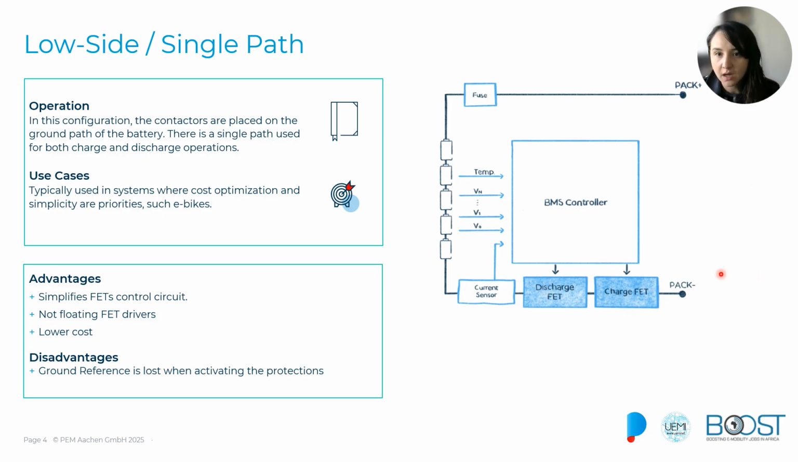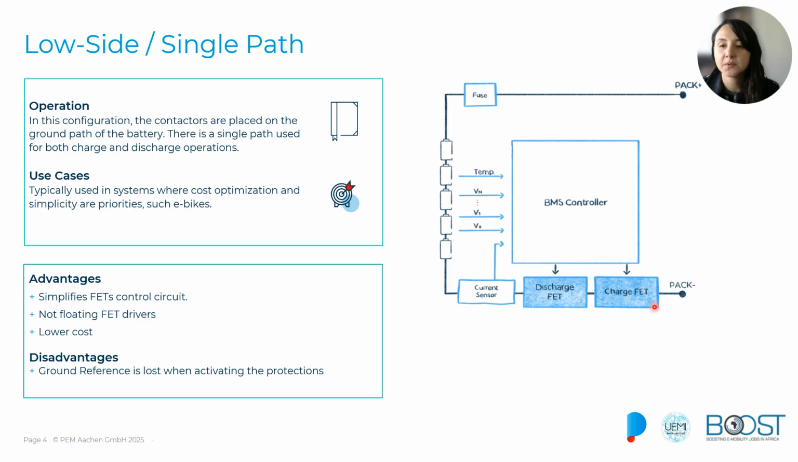This simplicity comes with a critical drawback. As you can see here, when the BMS activates any protections and when any of these two contactors are open, at the end we are going to lose the connection to the ground. So if I have any system directly connected here, the ground of this system has to be insulated, because if they need to share the same ground, they are going to be malfunctioning, and it is not going to be ideal for either of the systems.